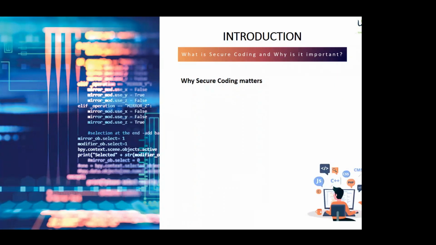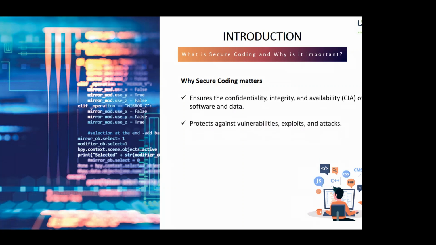So, just like I said, why does it matter? It ensures the confidentiality, the integrity, and availability. This is the CIA triad of software and data. It protects against vulnerabilities, exploits, and attacks. It minimizes the risk of data breaches and unauthorized access. It preserves user trust and reputation. This is key. Now, like I said, I'm going to give us a quiz as we go on.